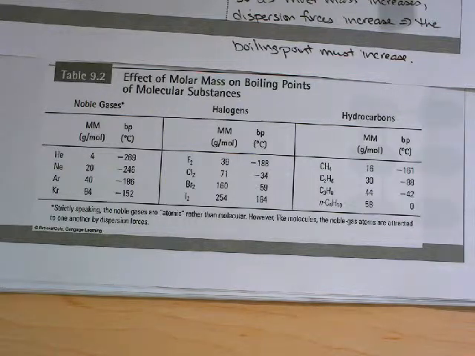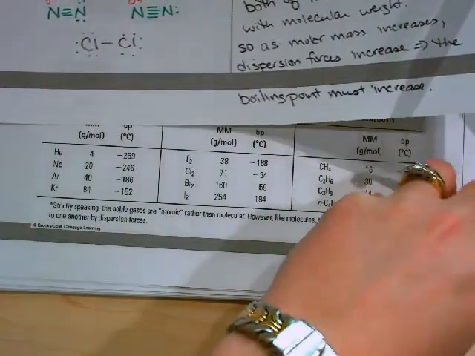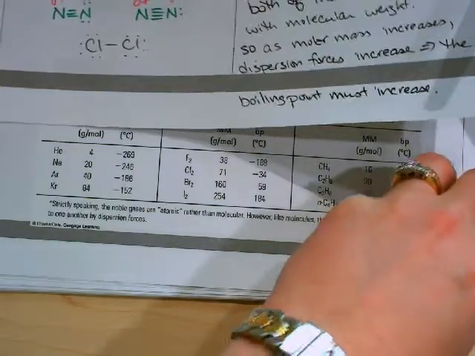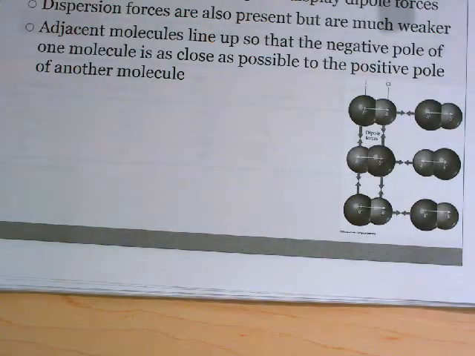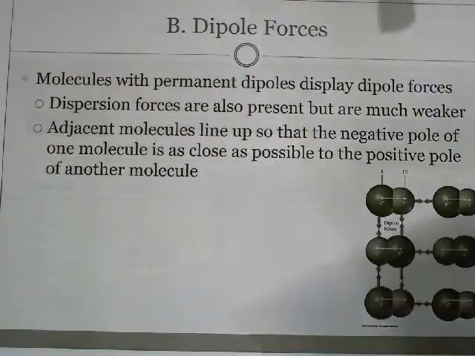Questions on any of that so far? Super amazing, right? It gets better, I promise. Alright, let's talk about our second type of intermolecular forces. So dispersion forces are temporary dipoles, which means we're ready to talk about actual dipoles.